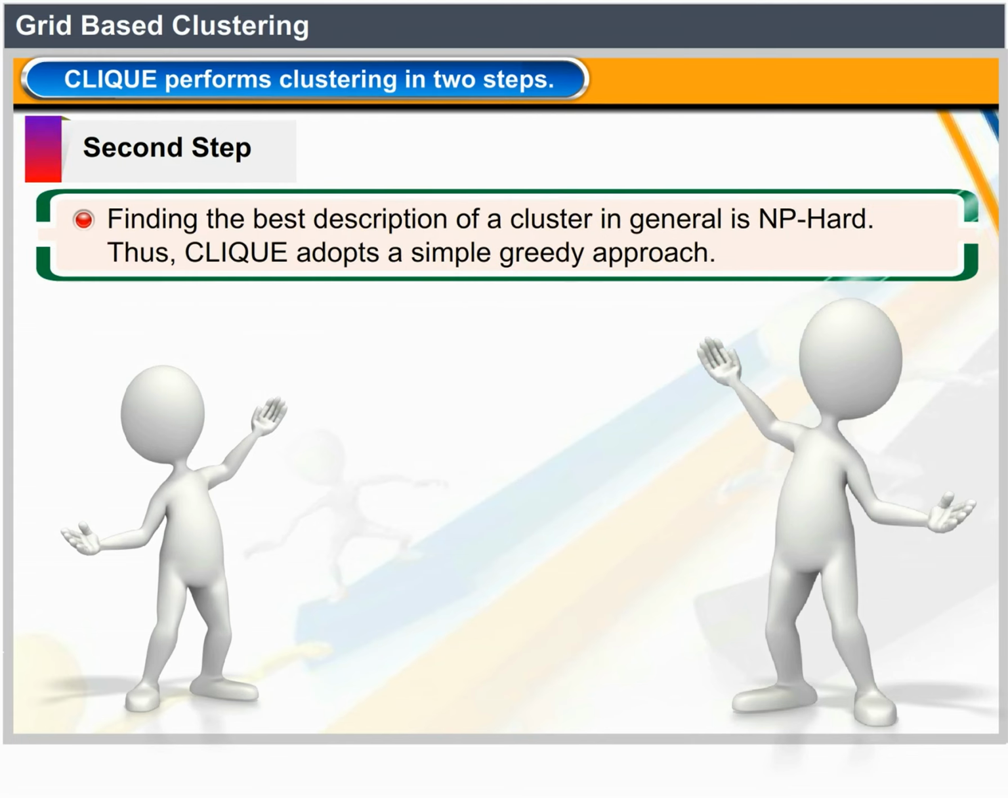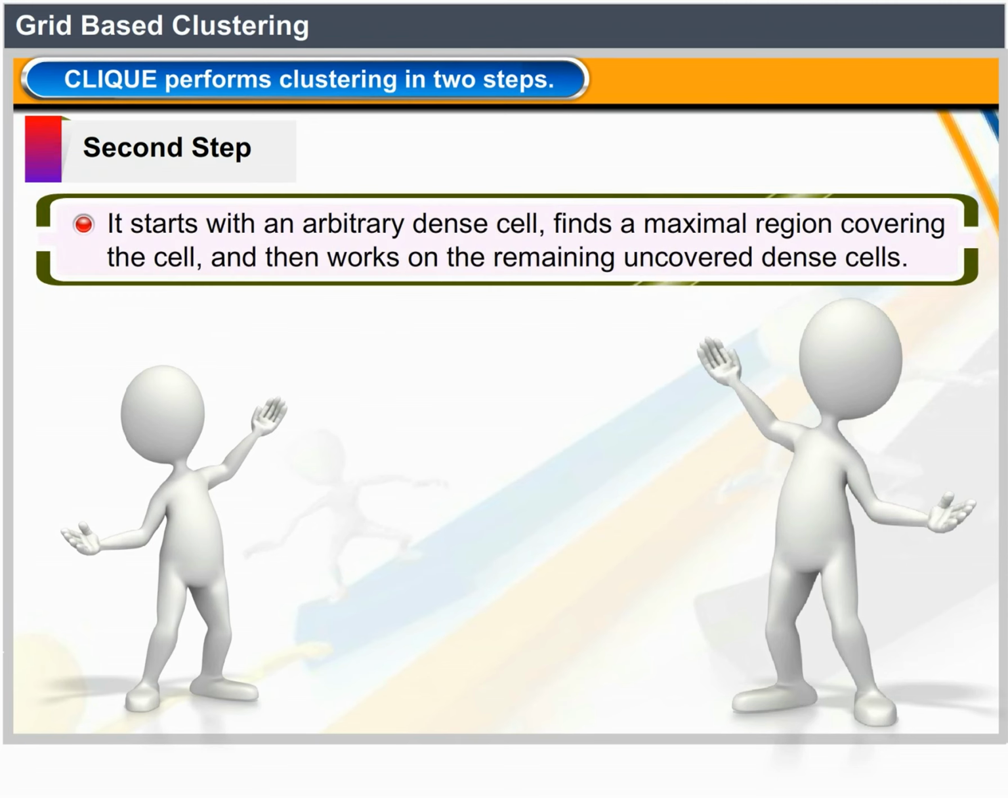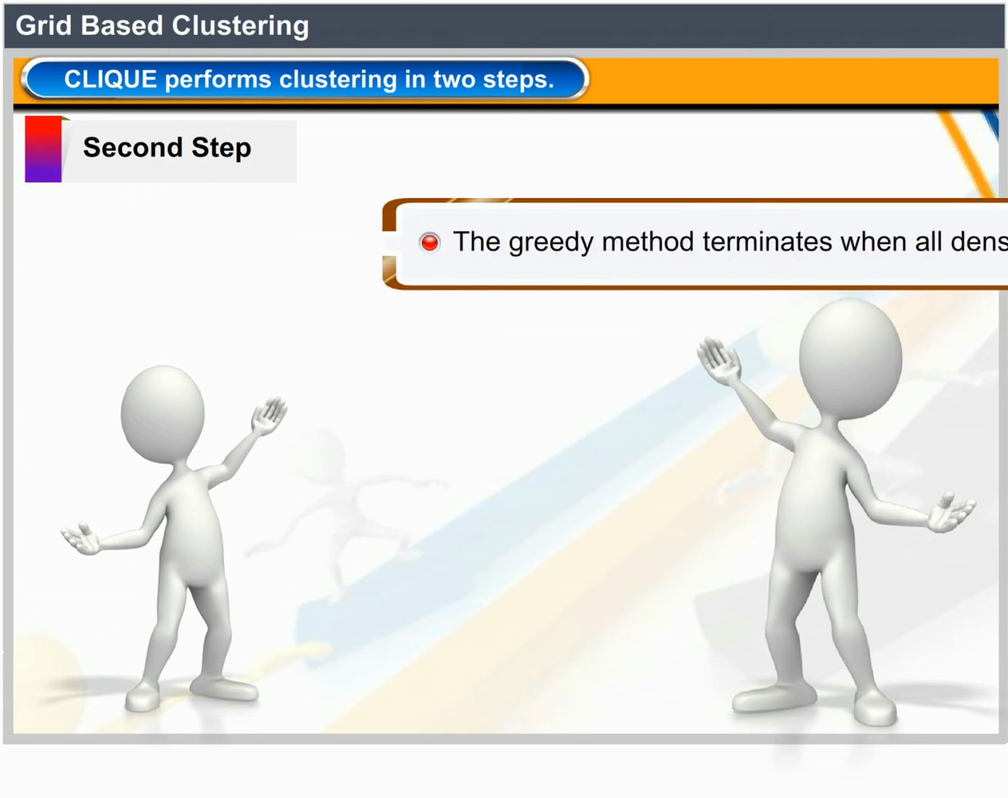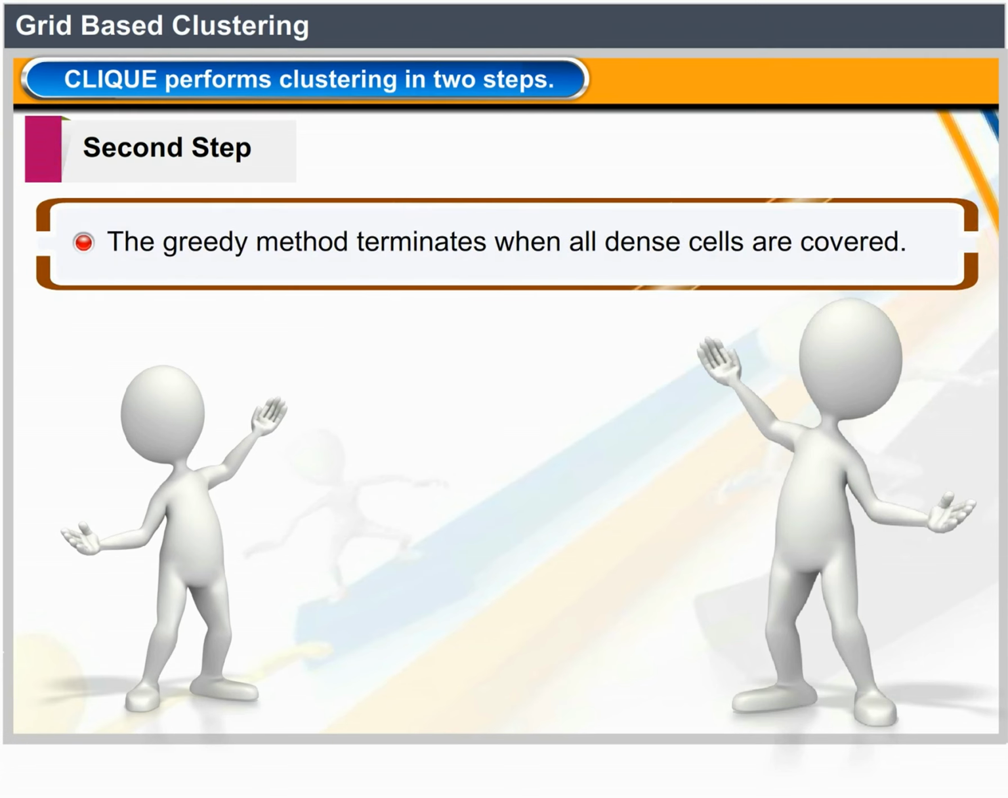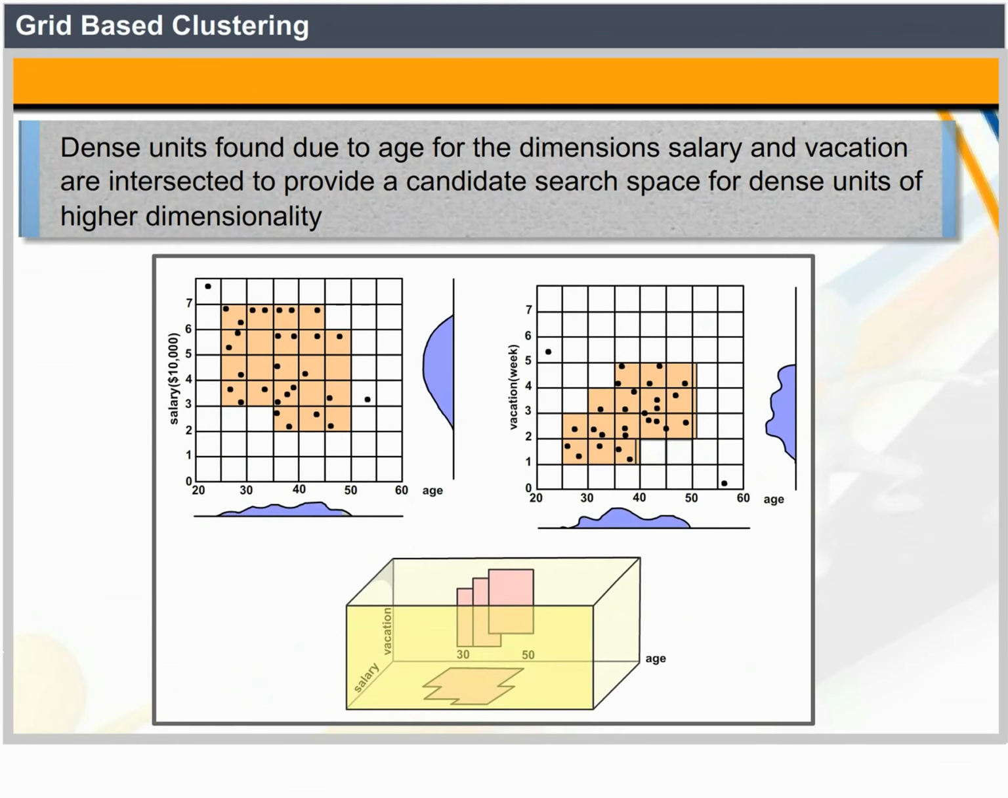Finding the best description of a cluster in general is NP-hard. Thus, CLIQUE adopts a simple greedy approach. It starts with an arbitrary dense cell, finds a maximal region covering that cell, and then works on the remaining dense cells that have not yet been covered. The greedy method terminates when all dense cells are covered. The figure shows dense units found with respect to age for the dimensions salary and vacation, which are intersected to provide a candidate search space for dense units of higher dimensionality.